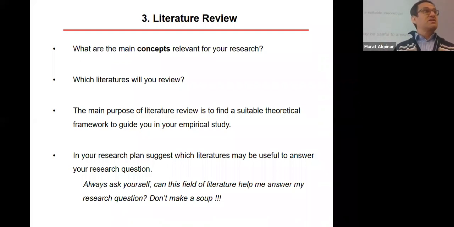So what are the main concepts? The first thing is, what are the key concepts related to your research question? We need to think about that. So if you were to write the keywords for your research, what are they? What are the keywords for your research topic? What are the key concepts?